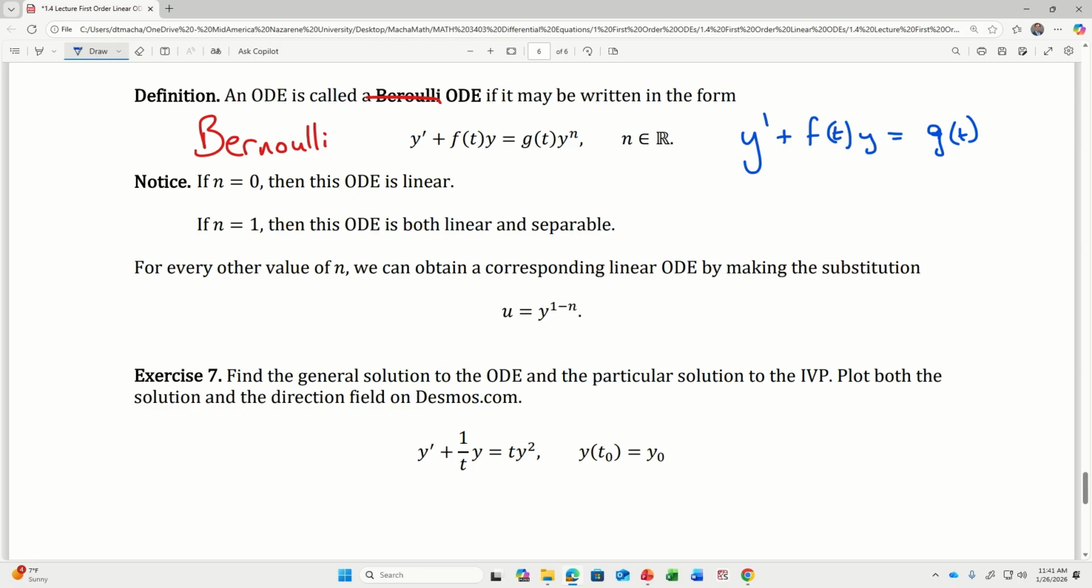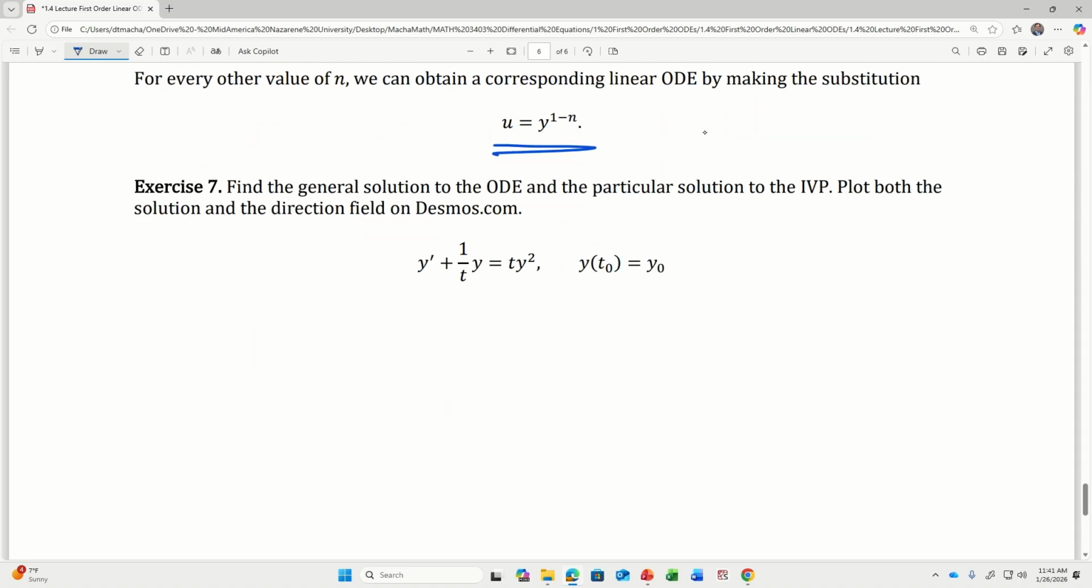For every other value of n, the way you solve a Bernoulli ODE is by making this substitution. So in exercise 7, find the general solution to the ODE and the particular solution to the IVP. This is like almost first order linear, except I've got y to some power at the end. That means it's a Bernoulli. And I can solve a Bernoulli ODE by making the substitution u equals y to the power what?